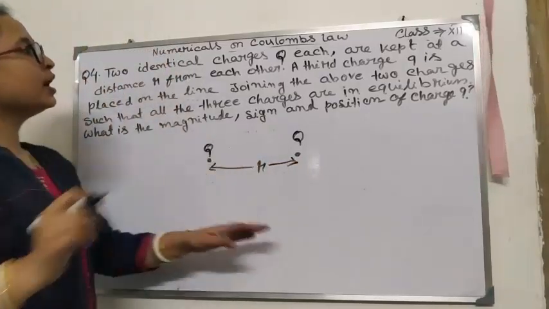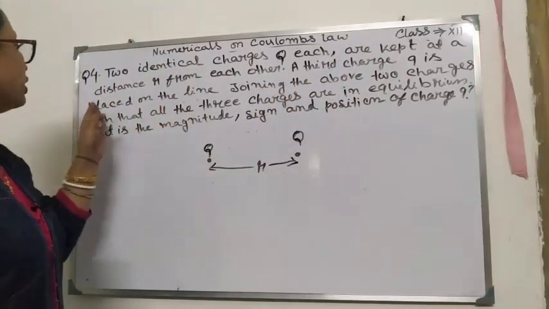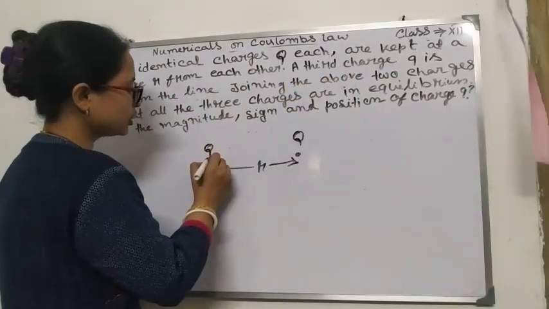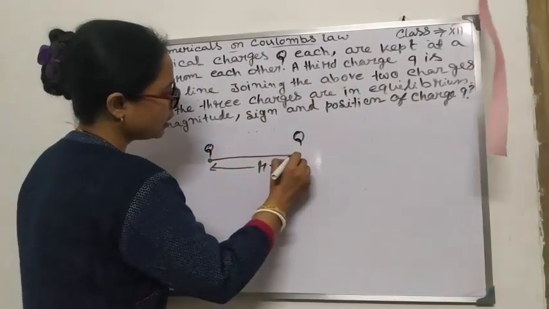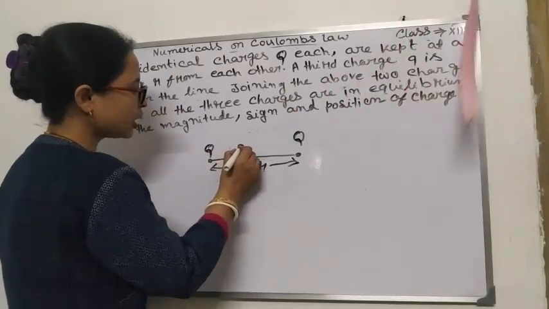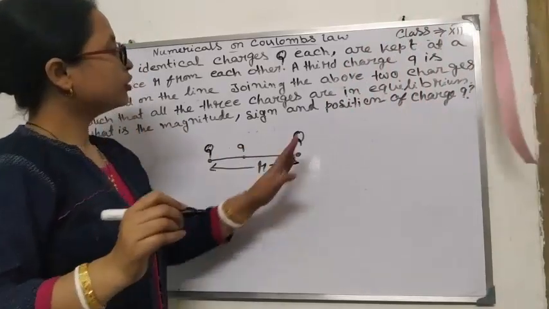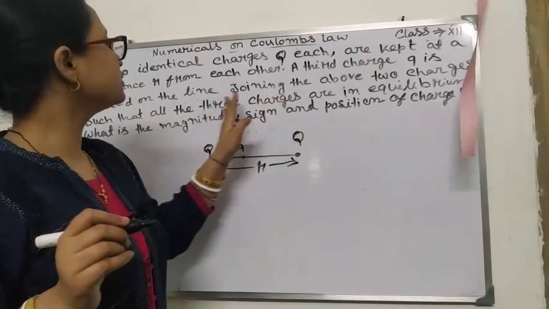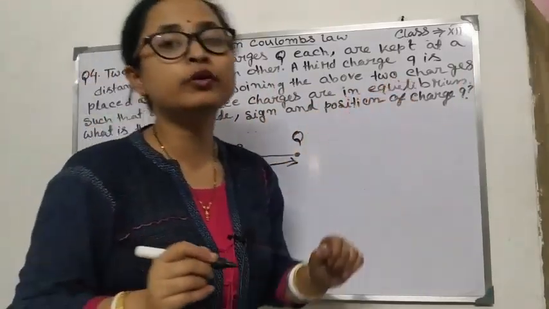Now a third charge small q is placed on the line joining the above two charges. So if you draw a line between these two charges, somewhere here we place a charge small q. This is the question: what should be such that all the three charges are in equilibrium?